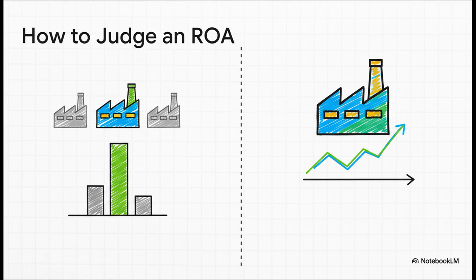Two kinds, really. First, you've got to look sideways at their competition. How does this company stack up against all the other players in the same game? Are they leading the pack or just keeping up? Then, second, you have to look backwards. Look at the company's own track record. Is this a one-time thing, or have they been putting up strong, steady ROA numbers year after year? Because a truly wonderful company isn't a one-hit wonder.